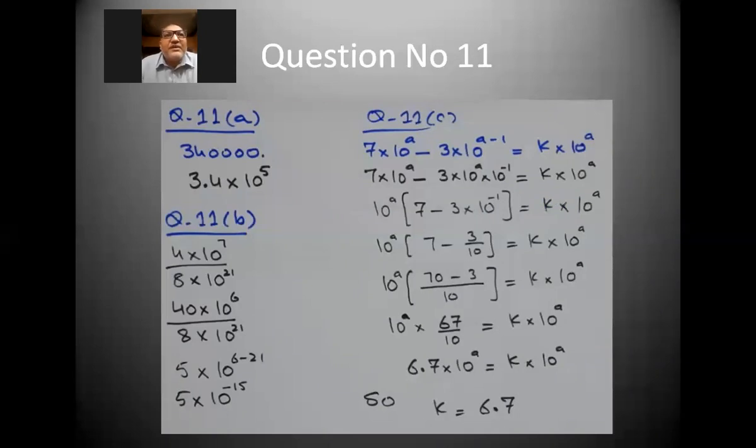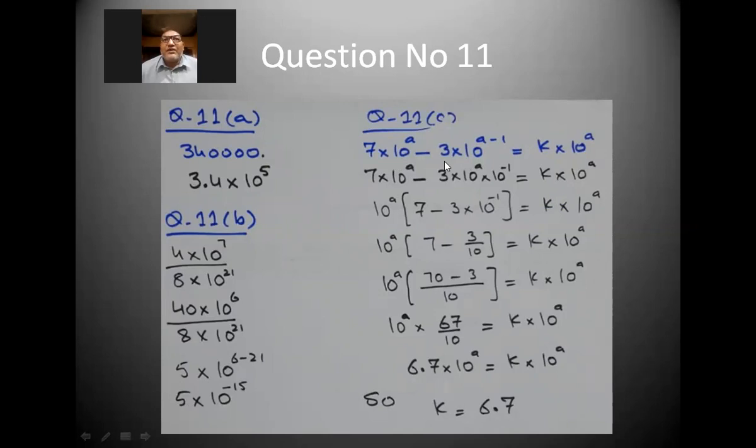The question number 11, B part, we have 4 into 10 to the power 7 divided by 8 into 10 to the power 21. So I will take 10 from upstairs and I will give it to 4. That will become 40 multiplied by 10 to the power 6 divided by 8 into 10 to the power 21. 8 and 40 will be canceled. You will get 5 into 10 to the power 6 minus 21. So you will have the final answer of 5 into 10 to the power minus 15. It's in the standard form because this 5 is more than 1 and less than 10. So it's 5 × 10 to the power minus 15.